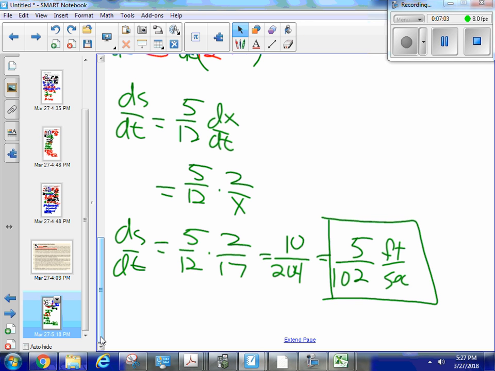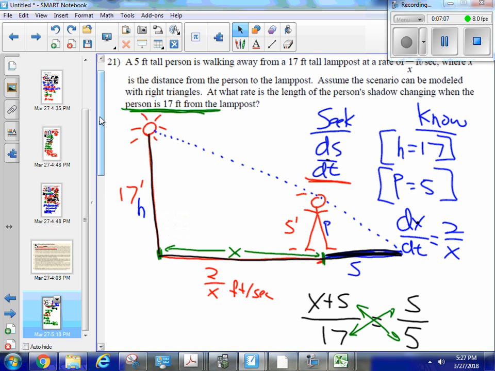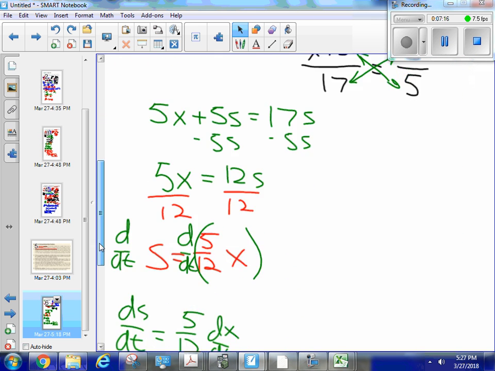The tricky part of this problem was basically just recognizing that I have these similar triangles and the similar ratios. Because once I got the ratios, which really weren't that complicated, the math on this problem is really pretty straightforward.